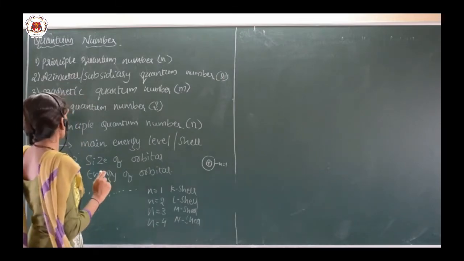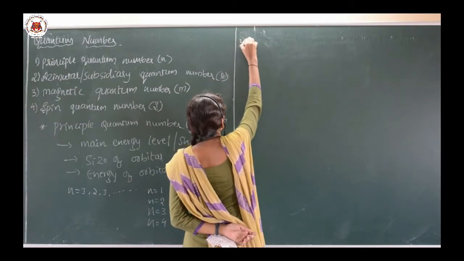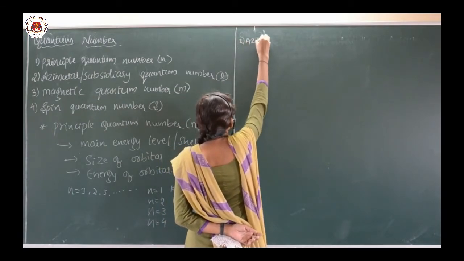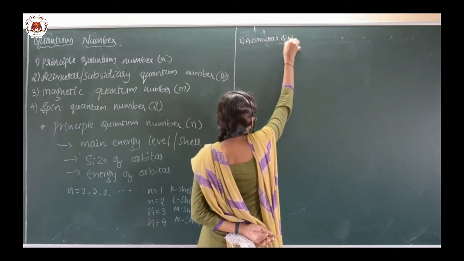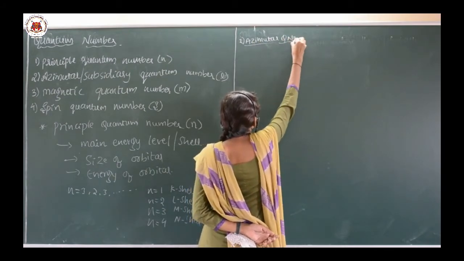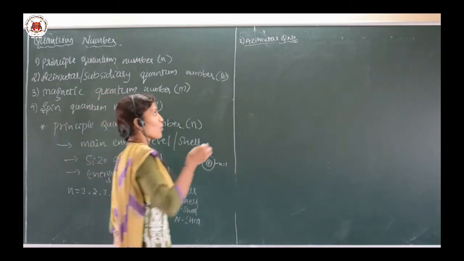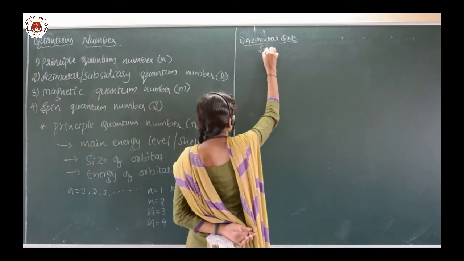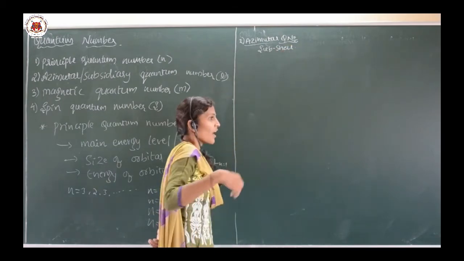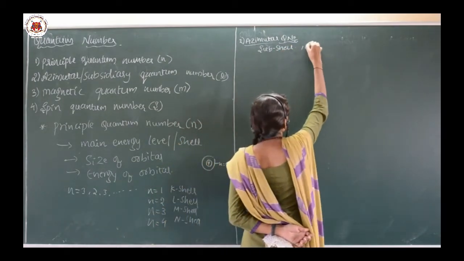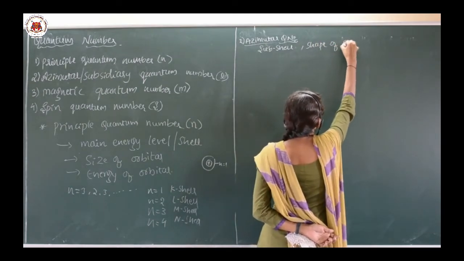So, let us go for the second one, the azimuthal quantum number or subsidiary quantum number. It mainly tells about the subshell, and it indicates the shape of the orbital.